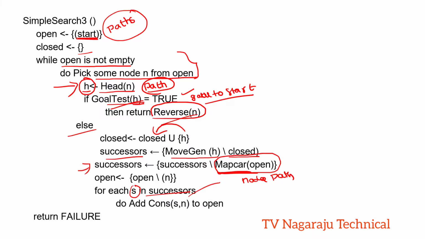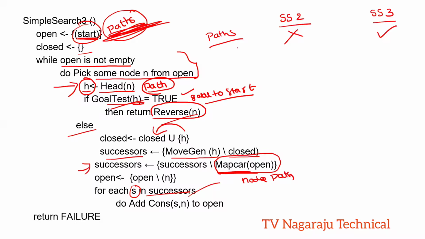Now you got it. What is the additional thing you are doing? Instead of maintaining the start state, I am maintaining the path. Here I will show you the difference between the simple search 2 and simple search 3 algorithms. In simple search 2, is the path concept available? No. In simple search 3, we are maintaining the path concept. That means simple search 2 does not track the path, does not explore the path, and does not prevent the redundant path. Here everything is available, so the path information is stored.